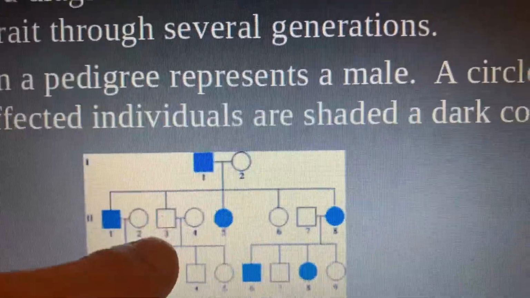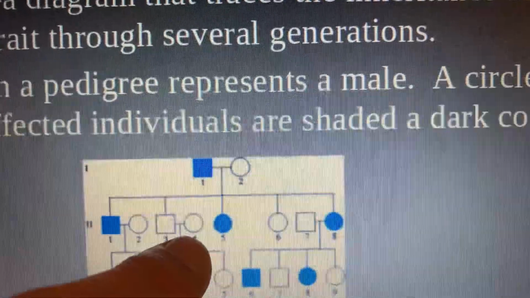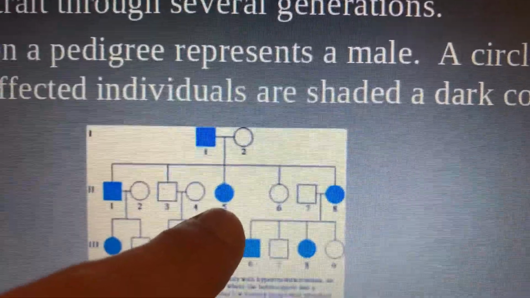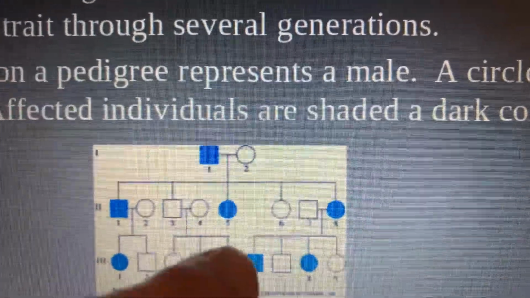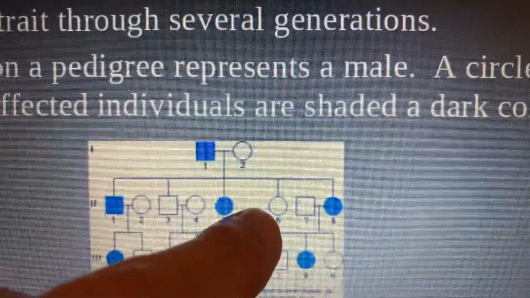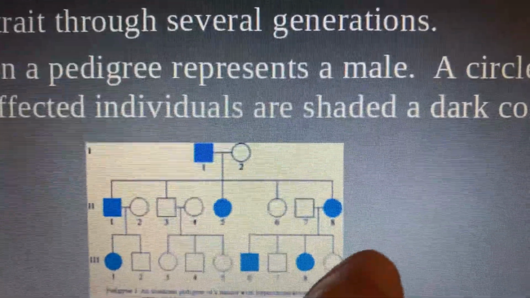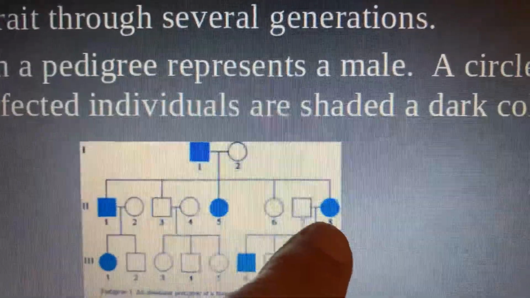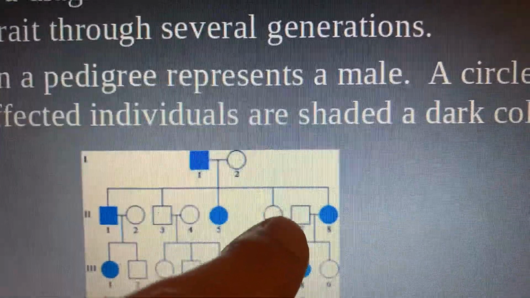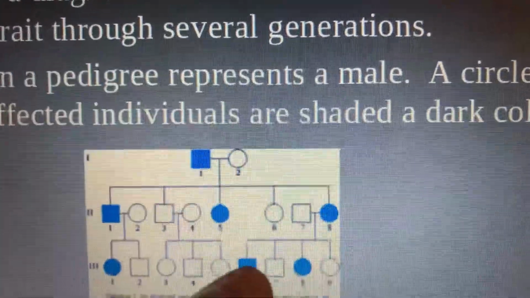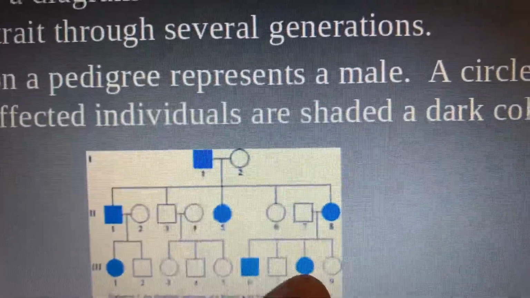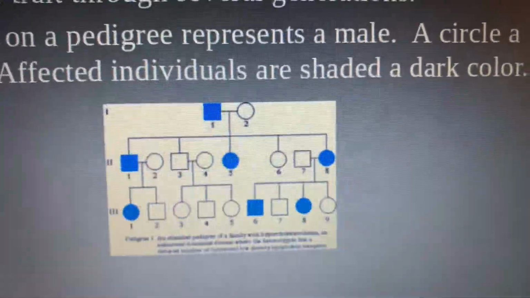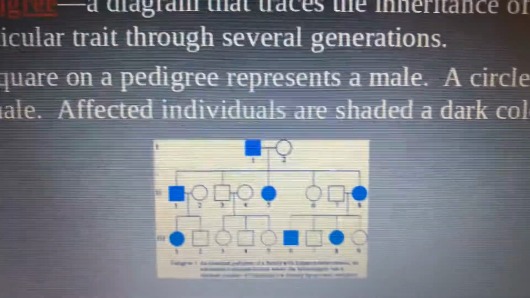Here's a son that's normal. He marries a normal wife, and they have 3 normal children. This number 5 individual is a daughter who has it. She doesn't marry anyone, has no children. Number 6 is a normal daughter who doesn't marry. Number 8 is a daughter who actually has the disorder, marries this individual number 7, and he's normal, and they have 4 children. They have a son and a daughter that have it, and a son and a daughter that don't have it. So that is an example of a pedigree.